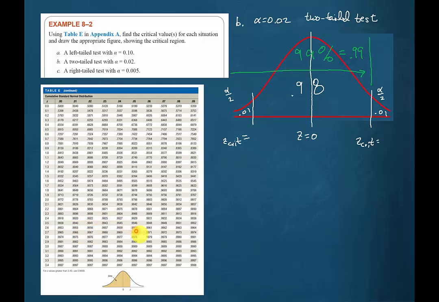And when I look around in this table for 0.99, we find 0.9898 at 2.32 and 0.9901 at 2.33. 0.9901 is closer, so we're going to use the 2.33 value for these critical values. So we would have 2.33 as a critical value to the right and minus 2.33 as a critical value to the left.